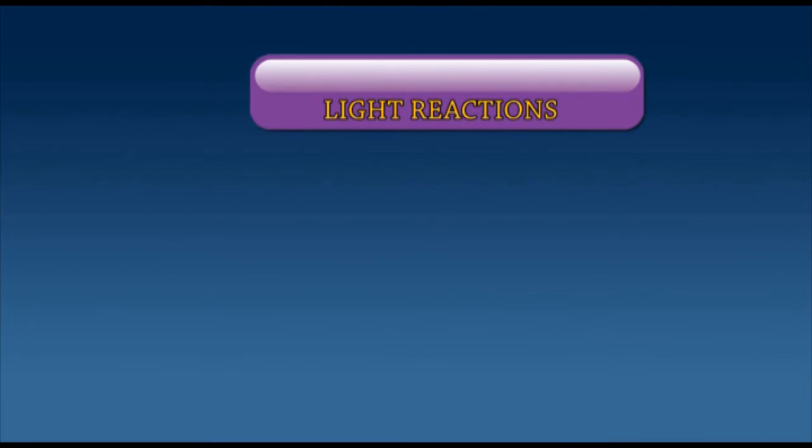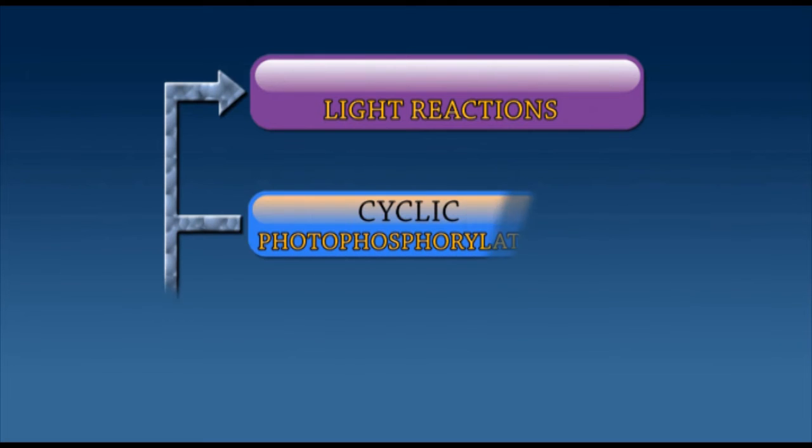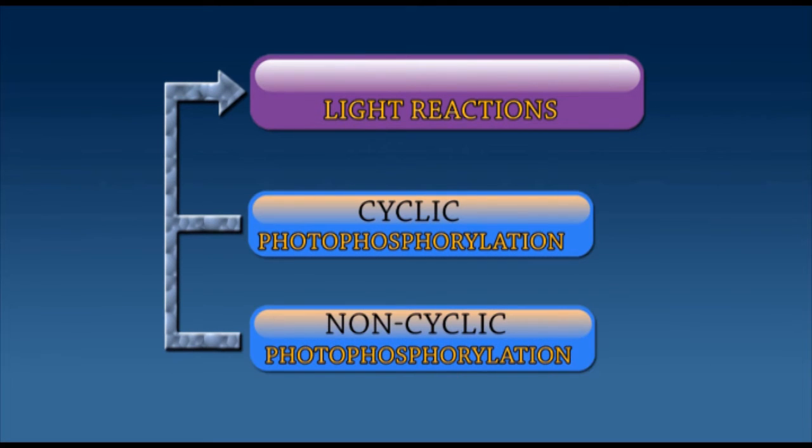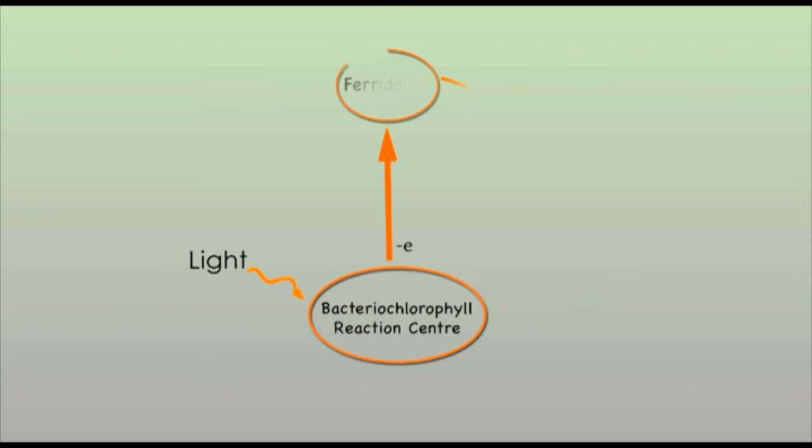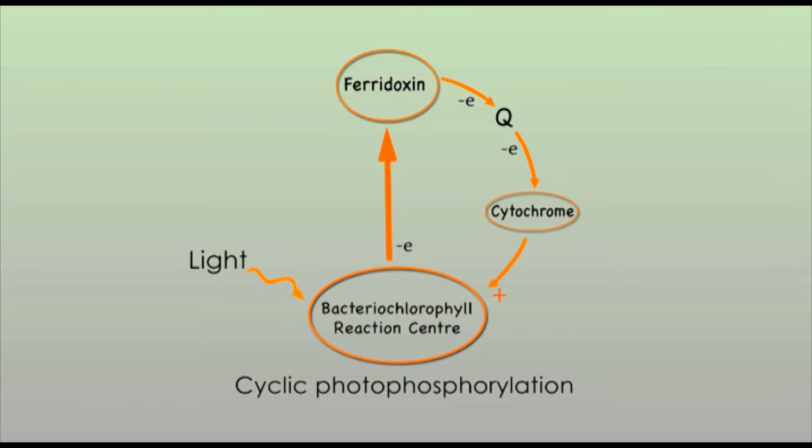The light reactions are categorized either as cyclic or as non-cyclic photophosphorylation, depending upon the final state of the electrons removed from the reaction center pigments. If the electron returns to the original pigment reaction center, such as bacterial chlorophyll, this is cyclic photophosphorylation. The electrons make a complete circuit.